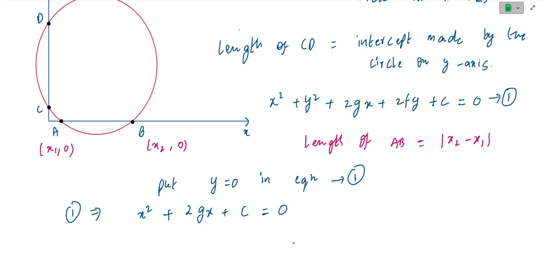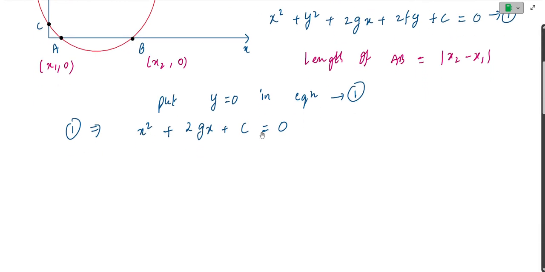So this is a quadratic equation in x. There is no y term in this equation, since the y value is 0. The quadratic equation will have two roots. The roots will definitely be x1 comma x2. Why? Because only these two values will satisfy this equation.